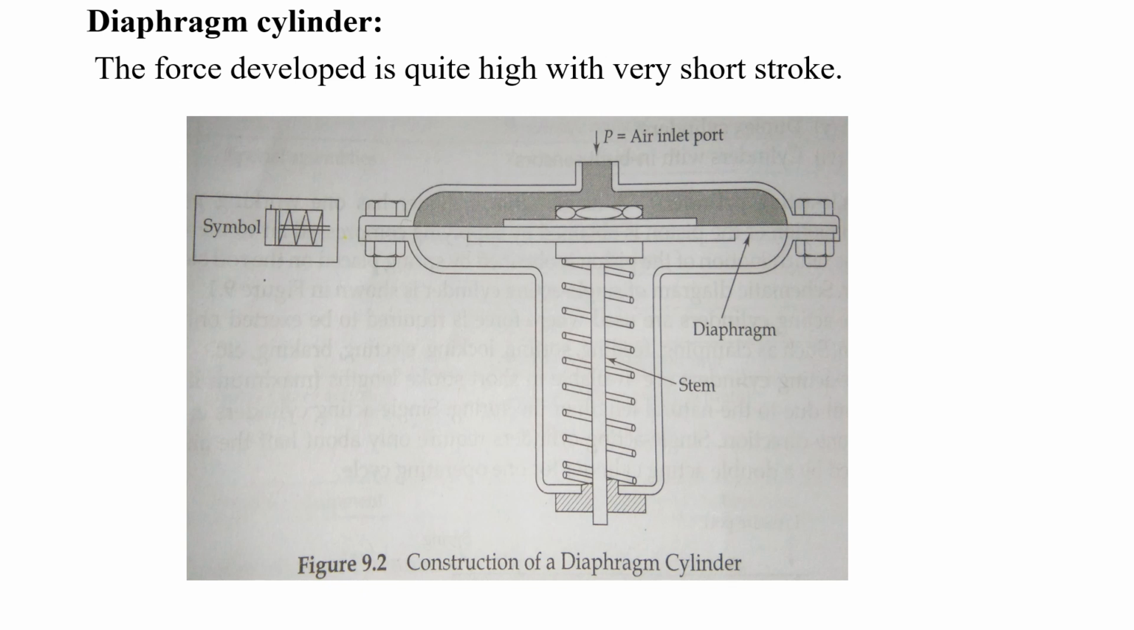One more is the diaphragm type, like this. This kind of diaphragm cylinder you can see nowadays in wheel alignment centers. In the car wheel alignment center, they use the diaphragm kind of cylinder, so that they use compressed air to lift the vehicle. Earlier they used a hydraulic jack, right? Instead of the hydraulic jack, nowadays you may see the diaphragm cylinder. We also call this a bellows type of cylinder. Here we have a spring on one side, and on the other side they use air pressure. Only the diaphragm movement it can give is the stroke. These are all used for very short stroke applications.